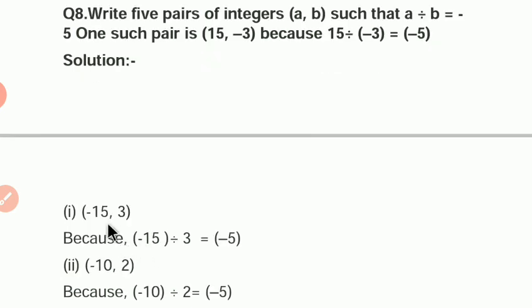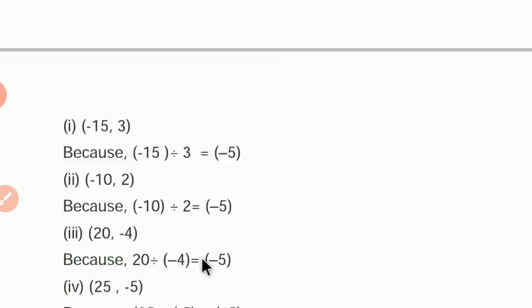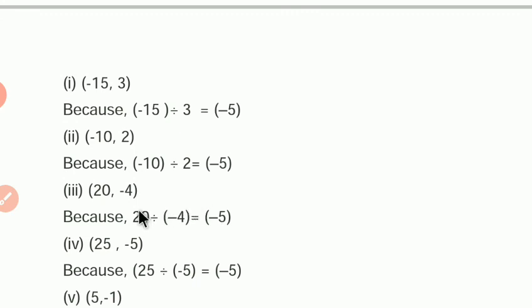Here minus 15 is the value of a and the value of b is 3. Now we have to divide both numbers. So minus 15 is divided by 3. So you can see that we'll get the answer minus 5. Second one we can take minus 10 and 2. So minus 10 is divided by 2. We'll get the answer as minus 5.